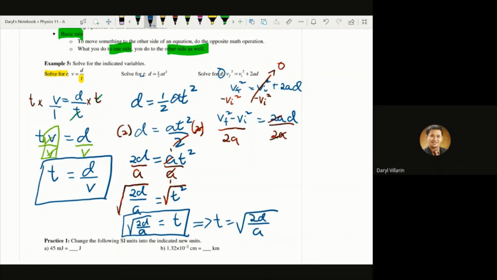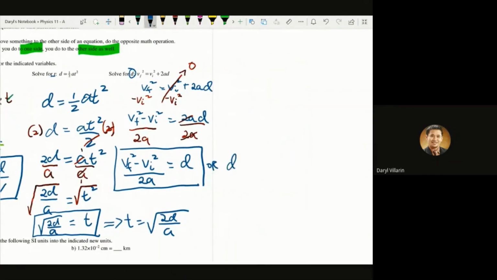So now I'll get d is equal to Vf squared minus Vi squared all over 2a. And that should be my final answer. Or, doing the conventional thing, the d should be on the left-hand side. Again, it's just the same thing over 2a.